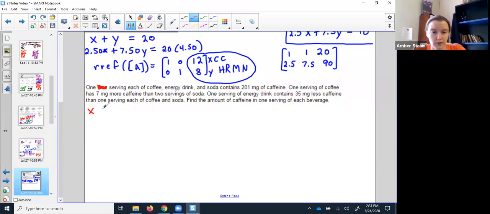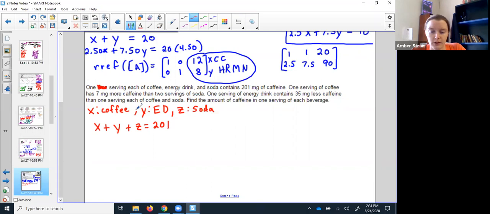If I let X be the coffee, Y be a serving of energy drink, we'll abbreviate here, and then Z be a serving of soda. Then this statement right here said if I had 1 coffee and 1 energy drink and 1 soda, I would have had 201 milligrams of caffeine, and I would be pretty shaky. Probably shouldn't do that.